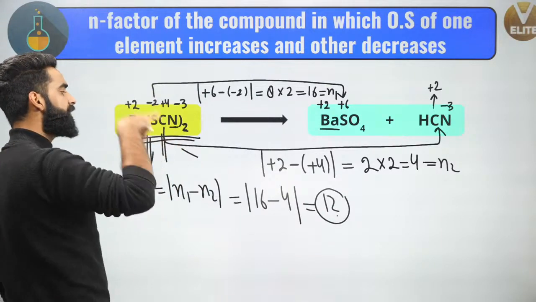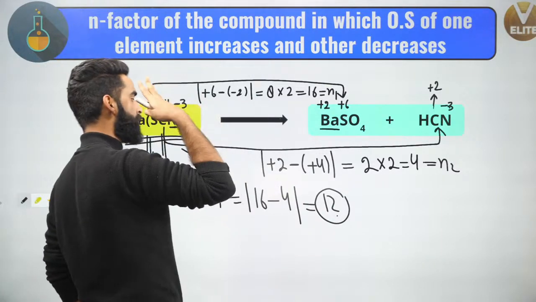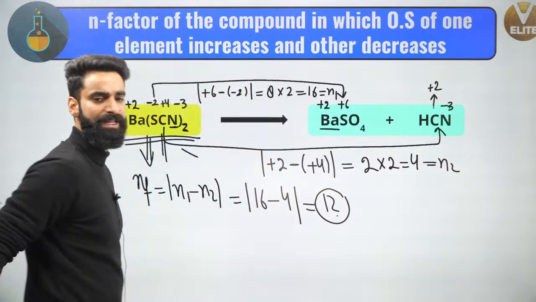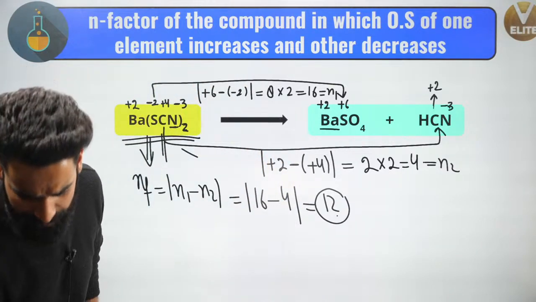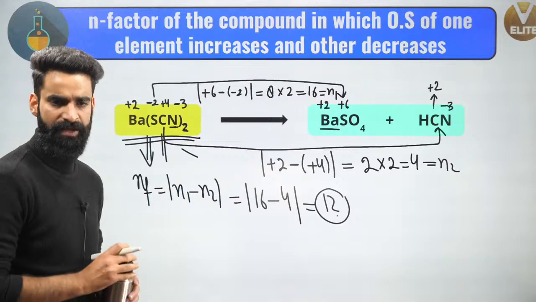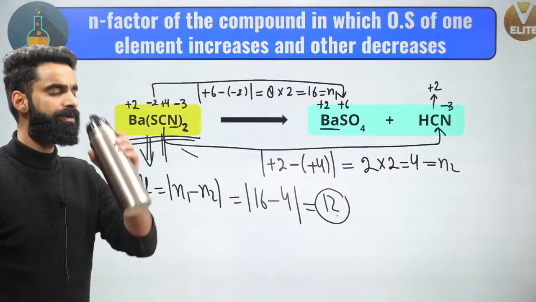If you got its N factor, you are going to divide the molar mass of this substance by its N factor. You'll be getting the equivalent mass. Let me know in the chat box if it's clear to everyone.